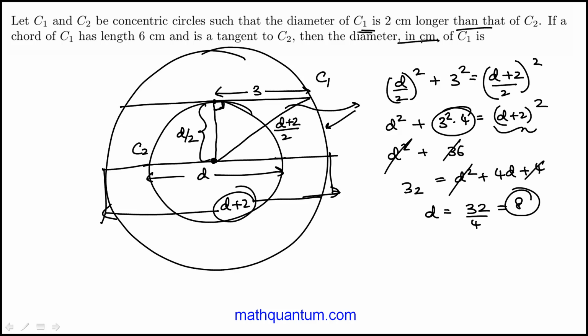But always note, what are they asking? They're asking for the diameter of C1, which is the larger circle, and that's D plus 2. So you always want to be careful. I mean, sometimes I would have defined this as D, and then that would have been D minus 2 to kind of avoid that error. But I mean, as long as you're careful, it's not a big deal. So the answer is 10 centimeter.